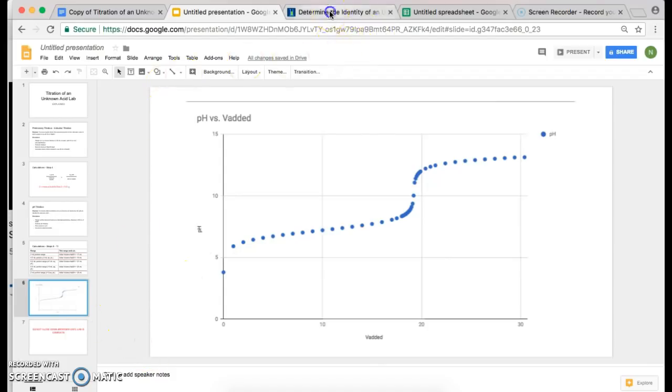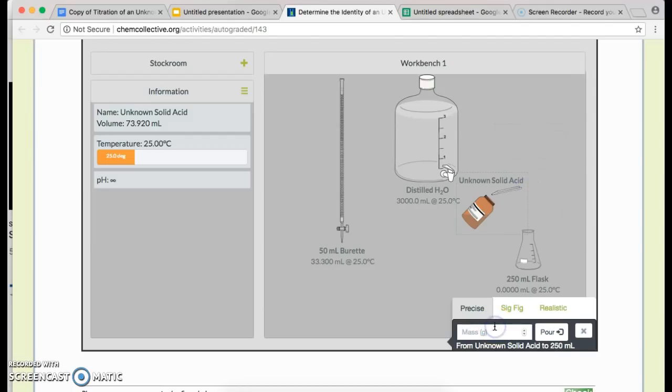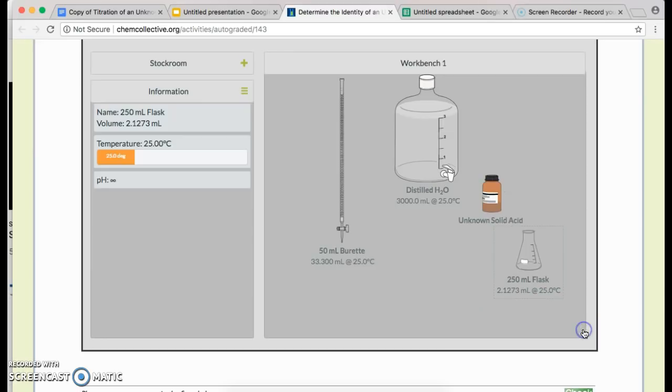All right, so here is the setup. I already have my burette. I'm probably going to have to add some more sodium hydroxide to that. And I have the Erlenmeyer flask, unknown acid, and my distilled water. Let's go ahead and add the unknown acid. I'm supposed to add 3.51. And again, I got that from the previous calculation. I'm just going to pour that in under precise. And so it has been added to the flask.